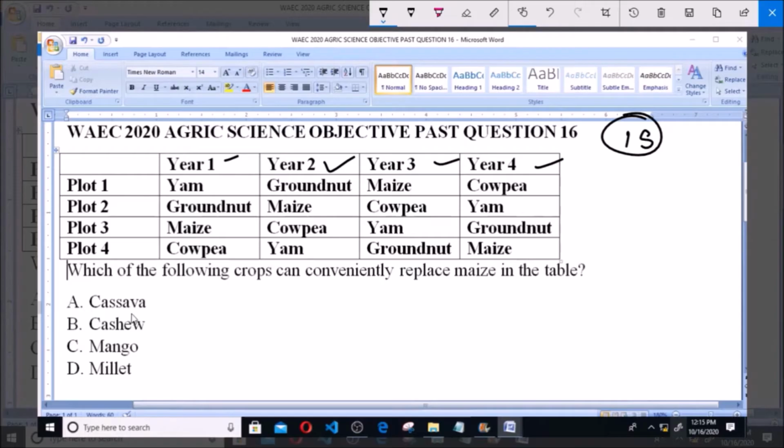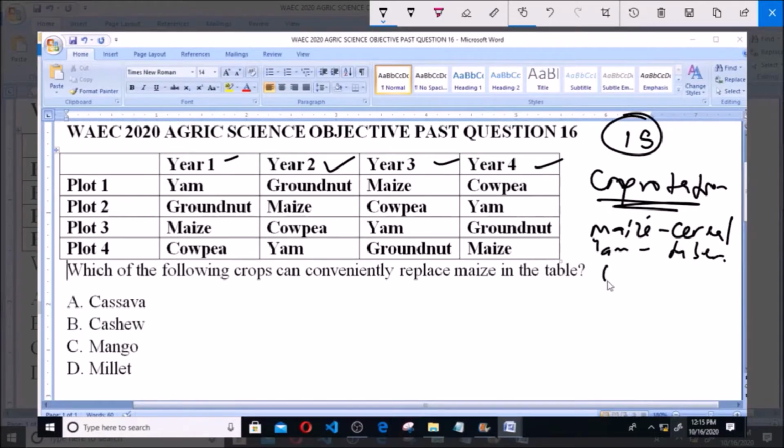A. Cassava, B. Cashew, C. Mango, D. Millet. Now, we have established the fact in question 15 that this is a crop rotation system. And in a crop rotation system, you plant one type of crop. For example, maize is a cereal, okay? Yam is a tuber, cowpea and groundnut are legumes. So you plant a specific type of crop. Now, if you are to replace maize on the table, you will need to replace it with another cereal.